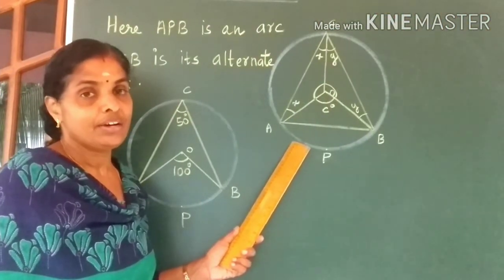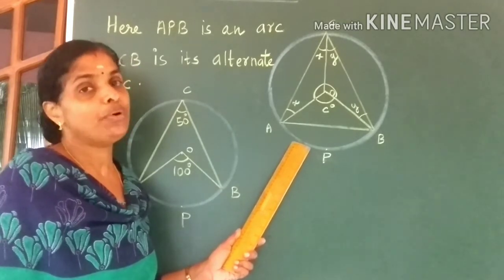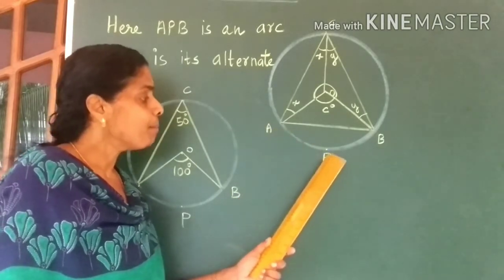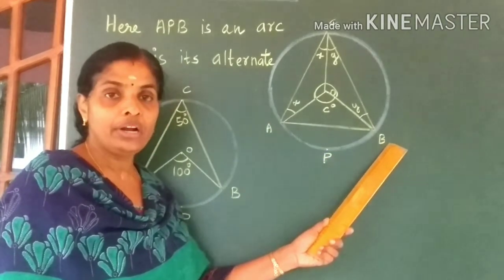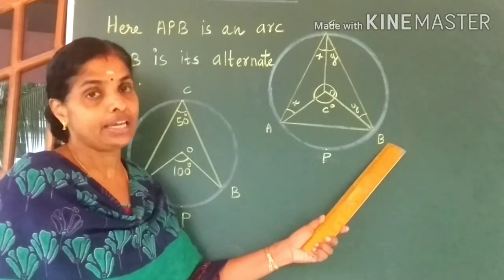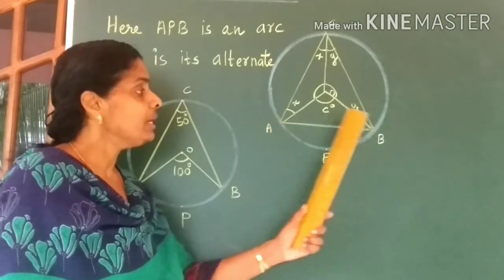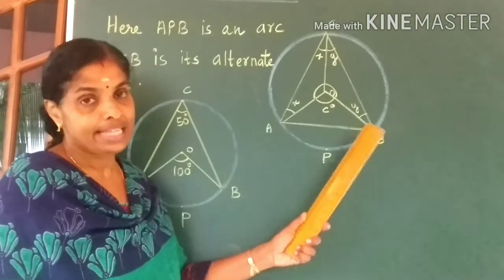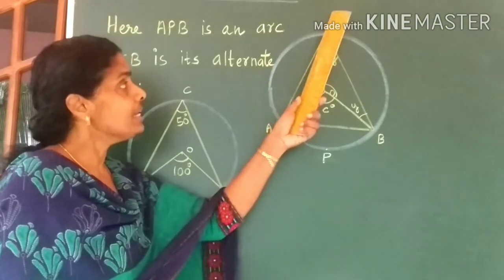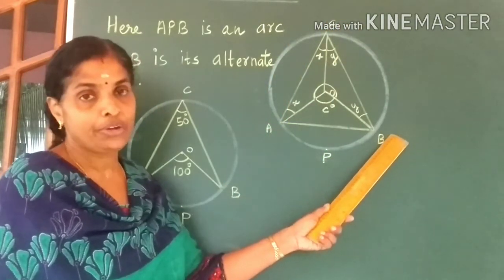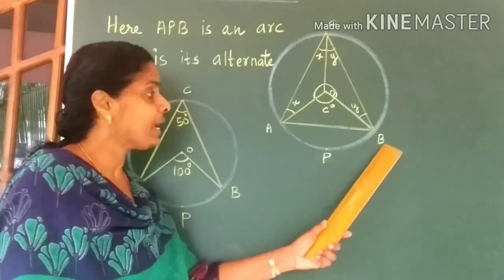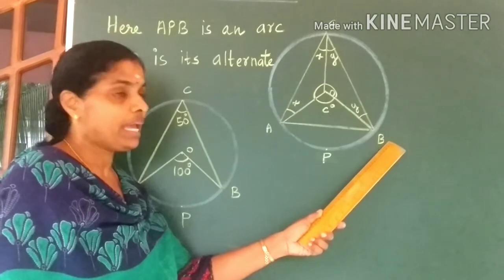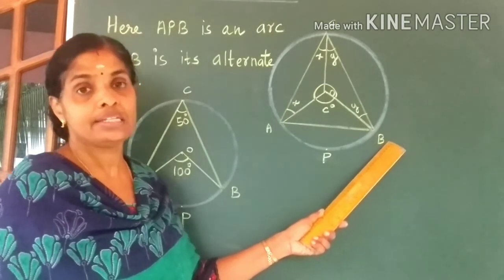See children, we have to understand one more idea. Look at the figure. Here APB can be called an arc. Now with the same ends A and B, you have one more arc, that is arc ACB. Do you understand? APB is an arc. ACB is its alternate arc.